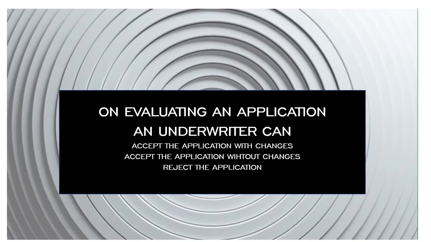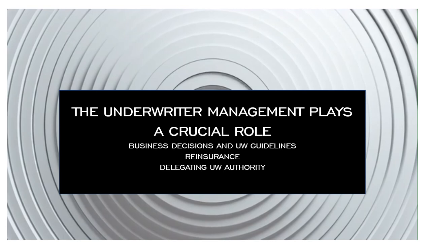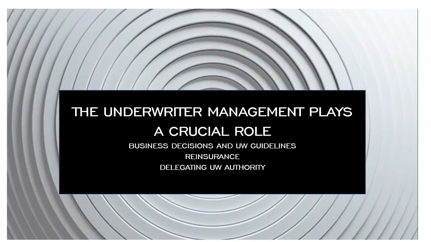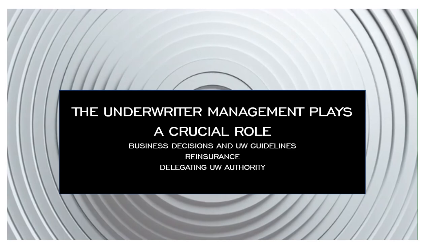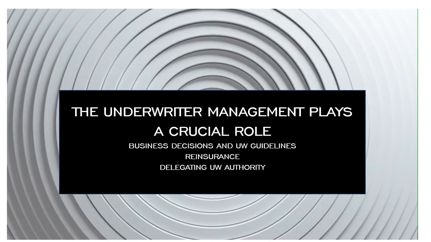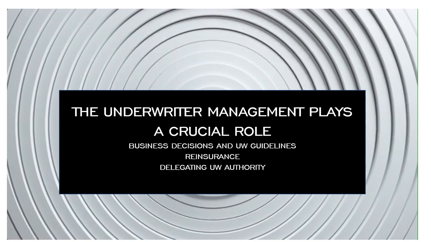The underwriter management plays a crucial role in making overall business decisions for the insurance company. Arranging reinsurance, developing and enforcing underwriting guidelines that reflect the company's overall underwriting objectives. Delegating underwriting authority that decides which type of approvals can be made without higher level approvals. Monitoring the results to ensure that underwriting guidelines have a desired effect.